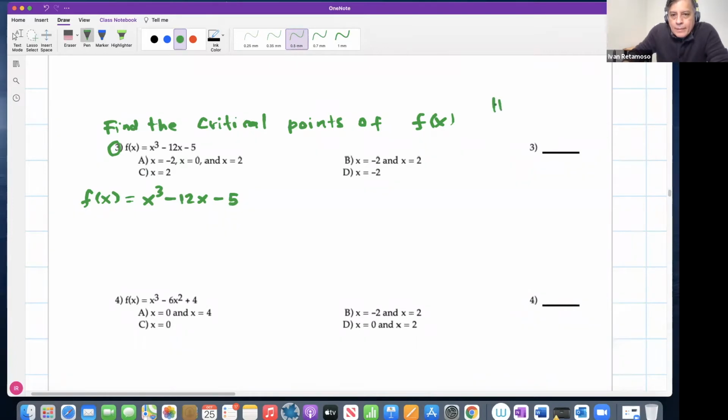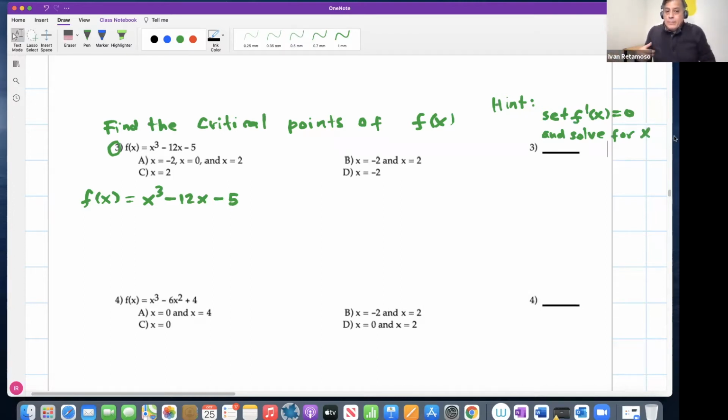Hint: follow the 3 steps. Set the derivative of the function equal to 0 and solve for x. And of course, then you have to check if for some reason the derivative may not exist, and that's all it takes. So take the derivative, set it equal to 0, and get your critical points. Go ahead.